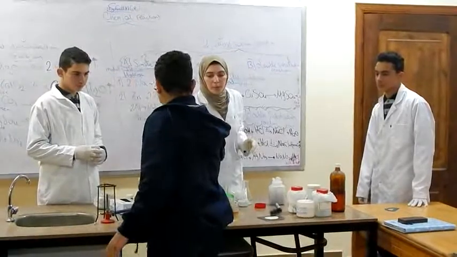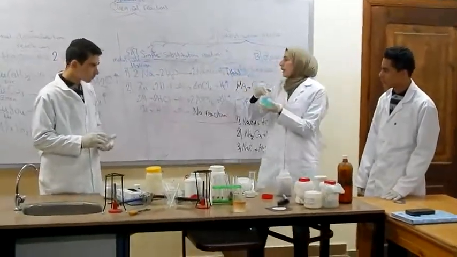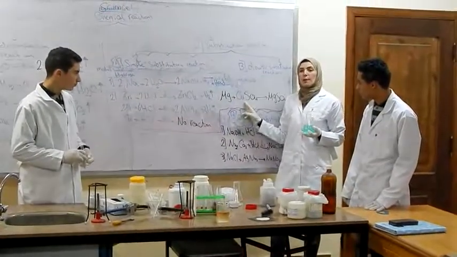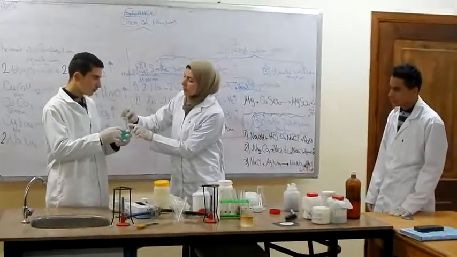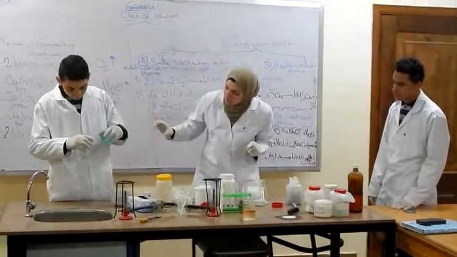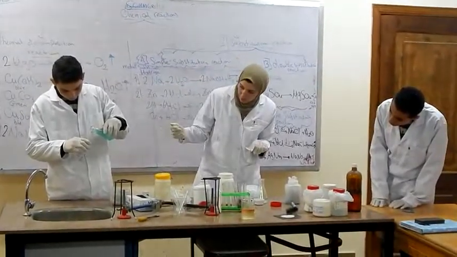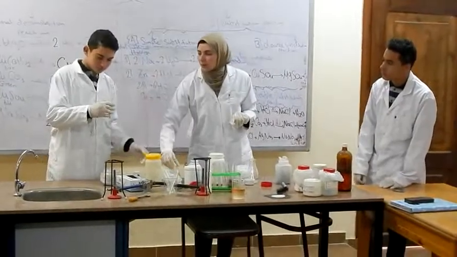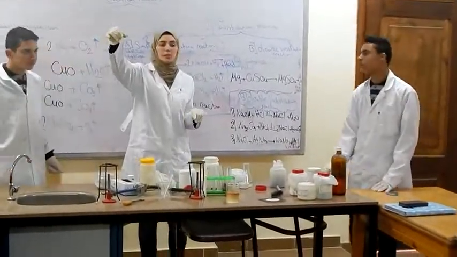Now we have a blue copper sulfate solution. When we add magnesium metal to the copper sulfate, look at the reaction. What's happened? The blue color disappeared.